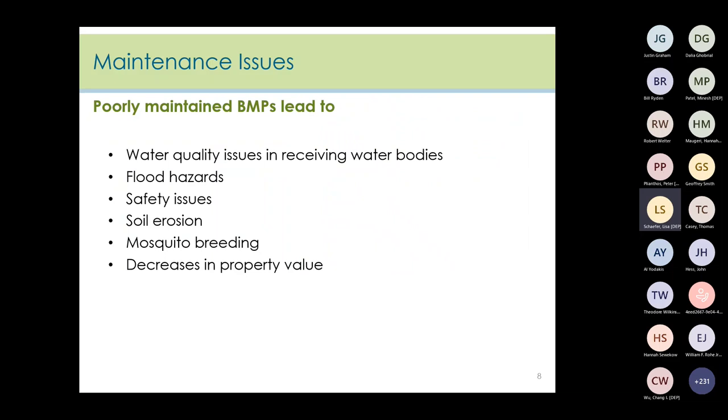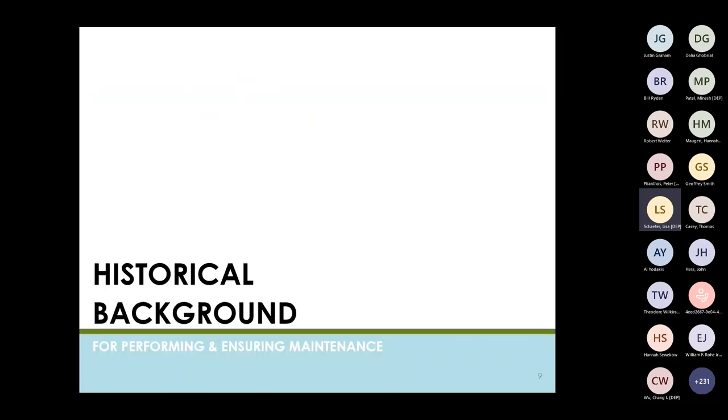So when BMPs are improperly maintained or neglected, the consequences can include water quality impairment, potential flooding issues, failing embankments or the potential for safety concerns, erosion, health issues that could occur from, say, for example, mosquitoes, like was mentioned earlier, or even financial impacts such as decreased property value. So these can become a headache for a permittee, which is why proper maintenance needs to be performed.